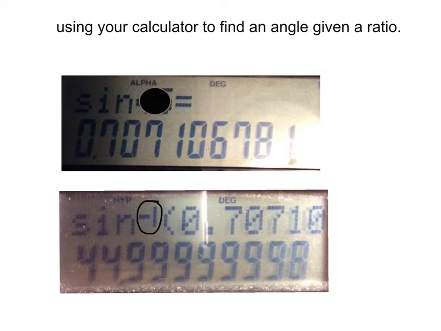And then we hit enter, and notice how it gives us 44.9. So it's very close to 45 degrees, and that's just because I didn't put in all the decimal places. So using second function will give you the angle given the ratio. This is a very helpful function to know how to use.